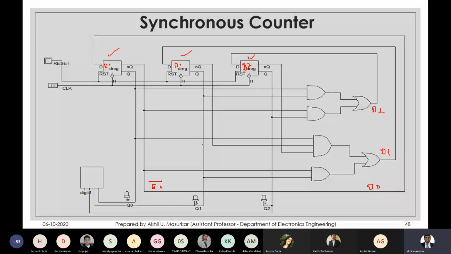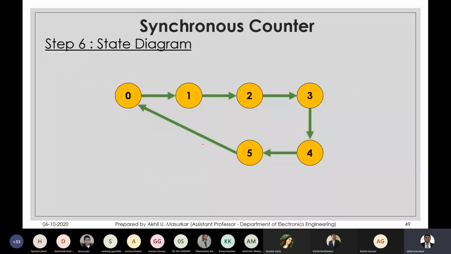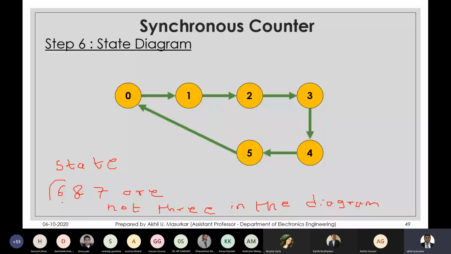One of the most important things is the state diagram. So let us see how the state diagram looks. The state diagram will look this way. You can see states 6 and 7 are not there in the diagram. States 6 and 7 are not there because you don't care what they are. Their next state is not defined, so you cannot show 6 and 7.